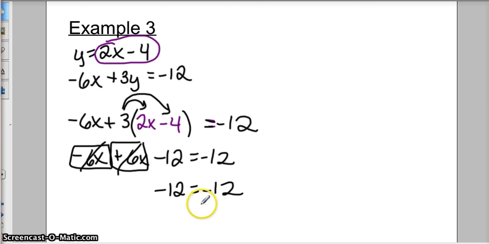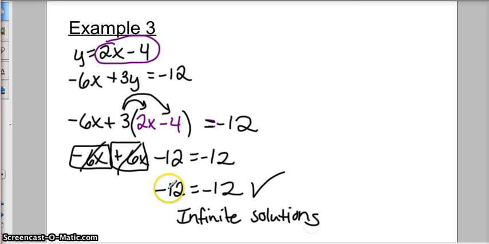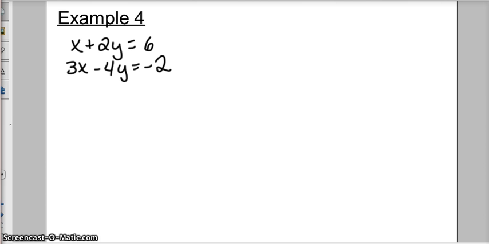So if you notice, my variables have canceled out, so I got one of those weird answers. Negative 12 does equal negative 12. It's a true statement. So this is infinite solutions. Just a quick reminder, if you would have gotten negative 12 equals a different number, then that would have been no solution.